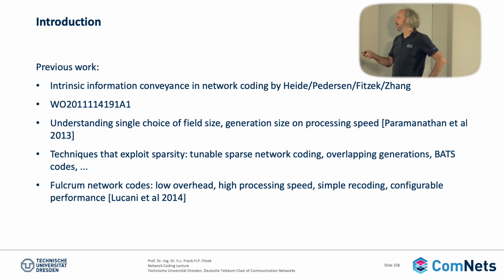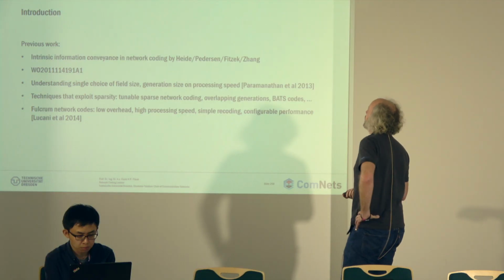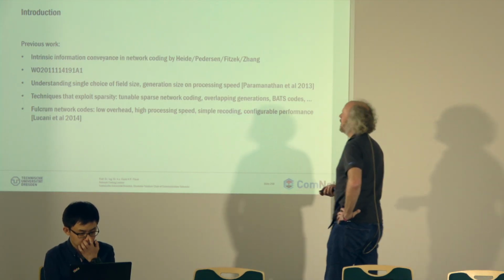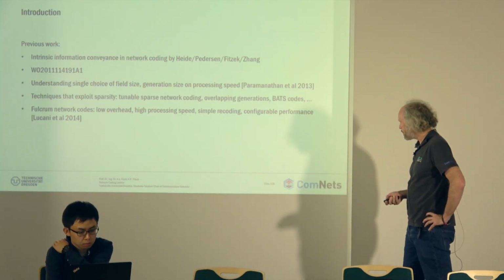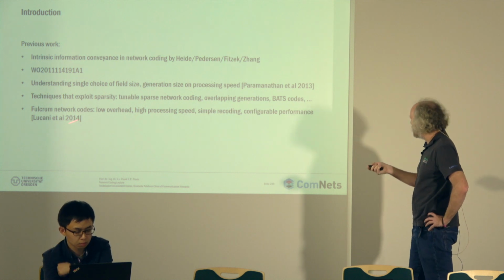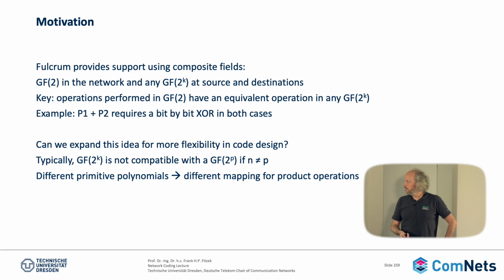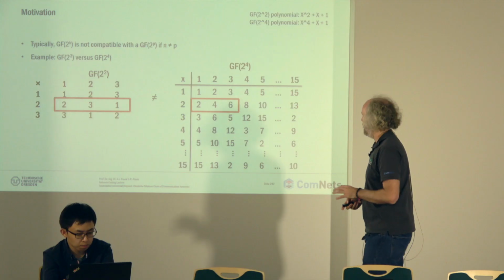There's a patent on that, as you can see, called intrinsic information conveyance in network coding, that was together with Nokia. Then we have more on Fulcrum. Daniel Lucani was working on this with us. Very interesting. So what we want to do now is, can we have fields where one field is part of another field, so to speak?